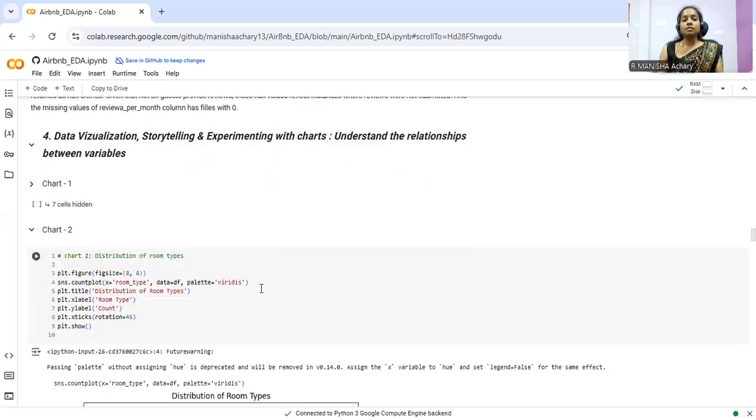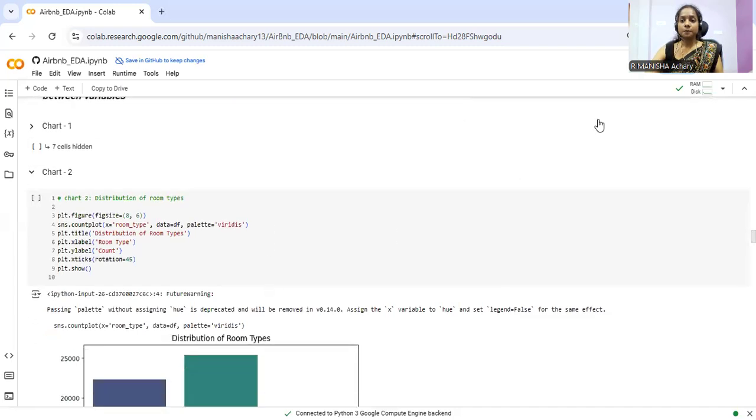Then the next step: no other modifications are required, so I jump to the next step, which is data visualization, which contains charts and visuals like this.